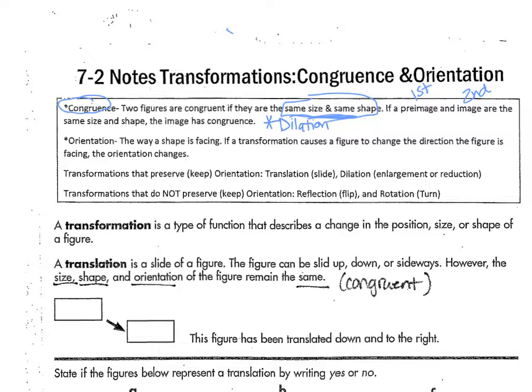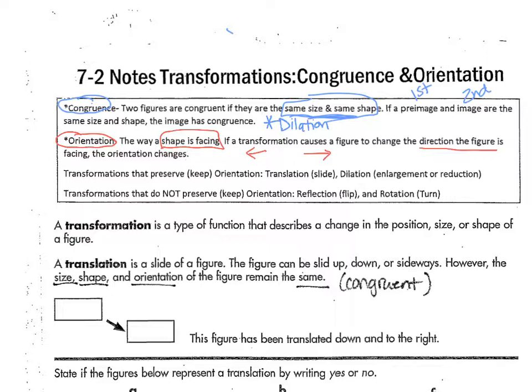Then the other thing you need to know about is orientation. That means the way or the direction a shape is facing. So if a transformation causes a figure to change the direction it is facing, the orientation has changed. If a shape turns or if it's reflected, it's facing the opposite way after the transformation. So say the pre-image is facing to the left, and after its transformation, now it's facing the right, the orientation has changed.